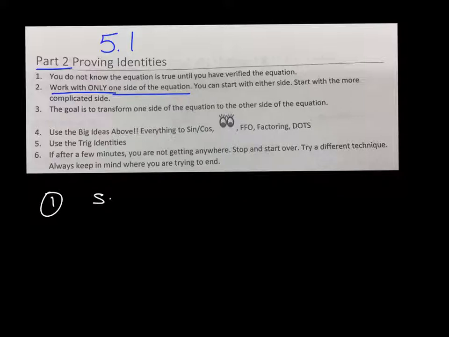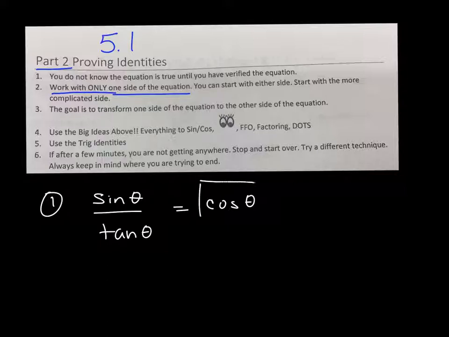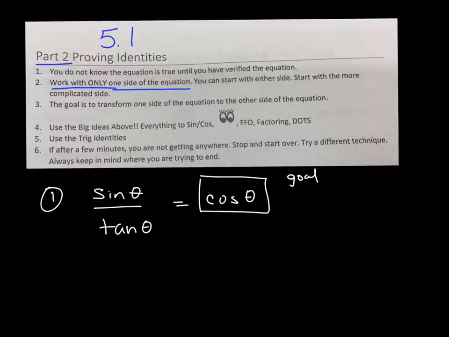If I have the sine of theta over the tangent of theta, I need to prove it is equal to the cosine of theta. Now, again, always pick the more complicated side to start with, and then always look at what you want to end with. We want to end here. This is our goal. Since that is only the term cosine, we want to use that first big idea of changing everything into sines and cosines.